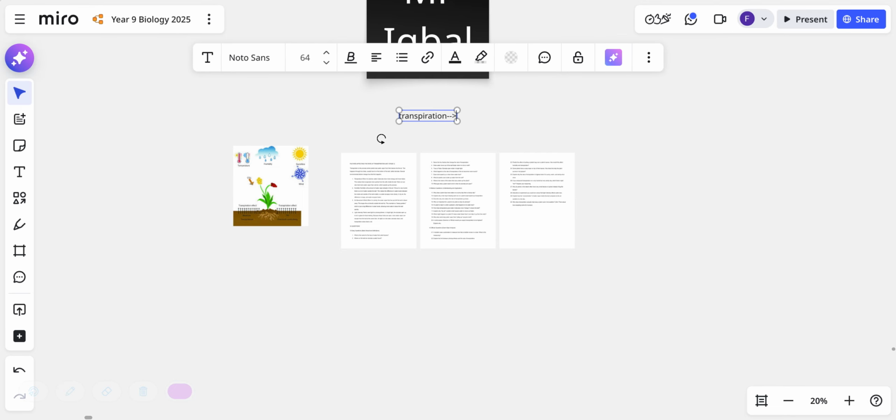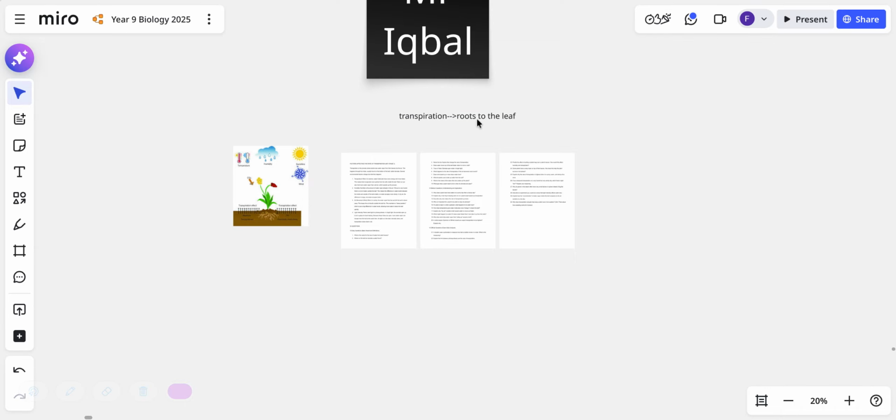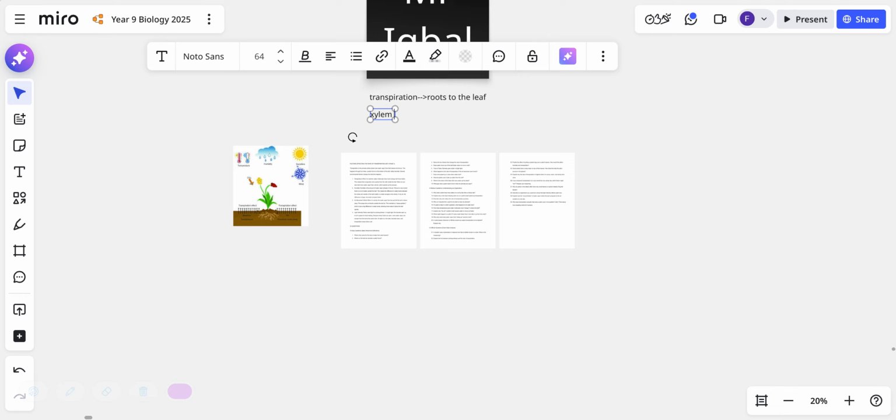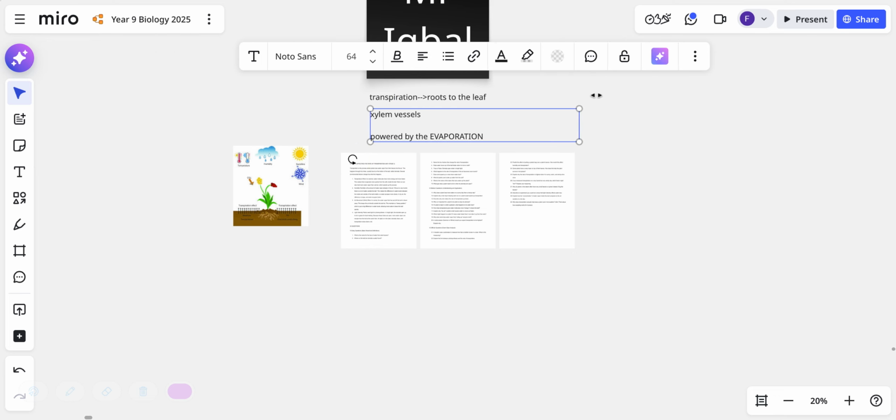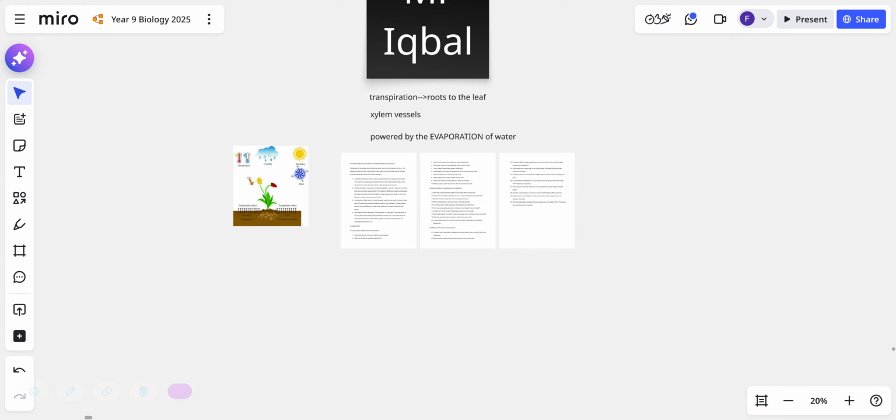Now, if you remember rightly, or wrongly, whichever one, transpiration is the movement of water and minerals from the roots to the leaves, right? From the root to the leaf, however you want to put it. Okay. Now, this is through the xylem vessels, and also it is powered by the evaporation of water, right? So evaporation of water, and that should be for you guys a little bit of a recap, all right?